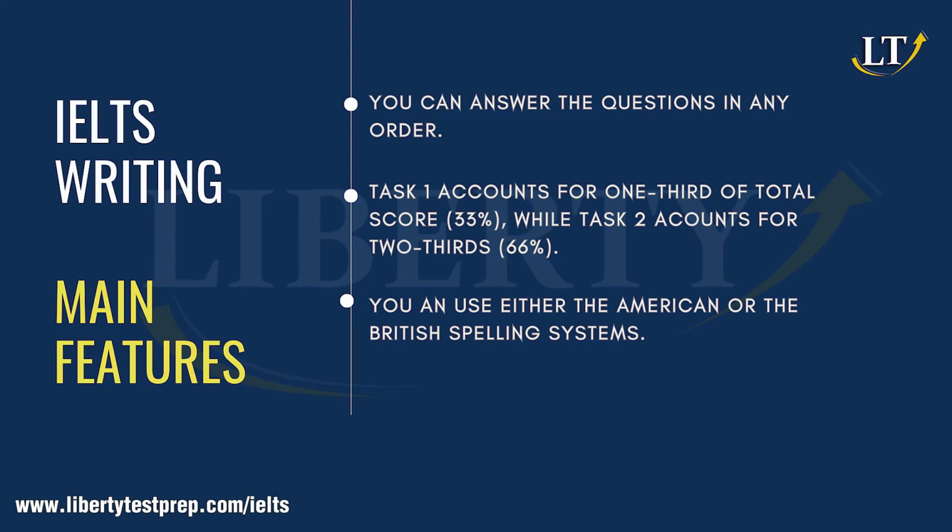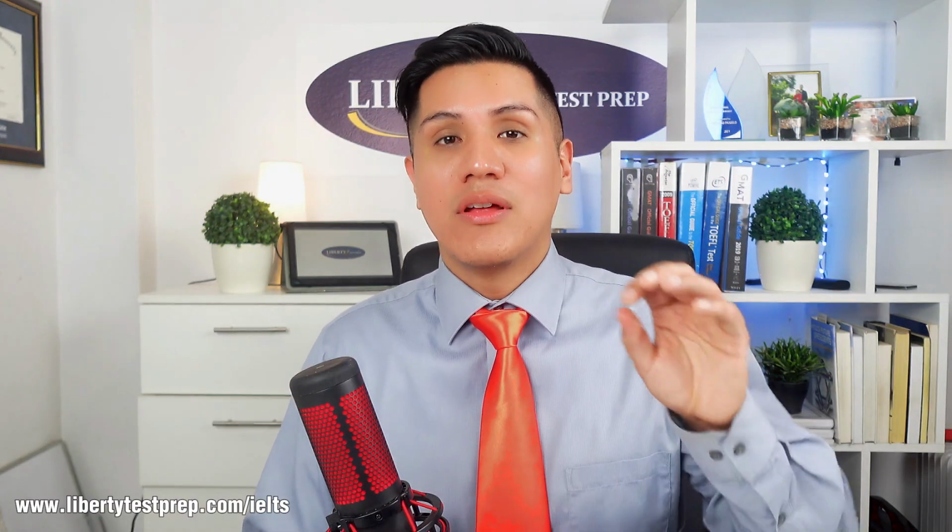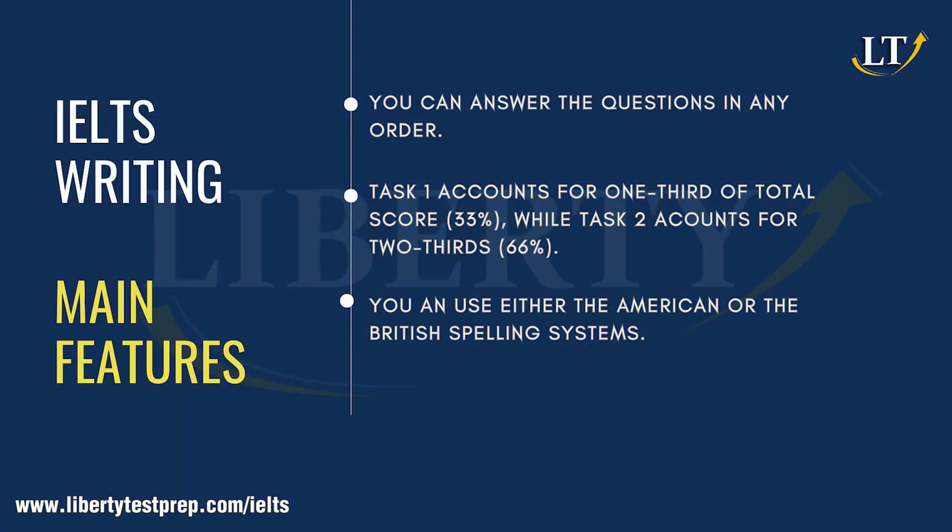Task 1 accounts for 1/3 of the total score, while task 2 accounts for 2/3. Of course, task 2 is more important, and that's why you should spend more time writing it. You can use either the American English or the British English spelling systems. Definitely here, when you choose to write, you can choose to write as an American or as a Brit.